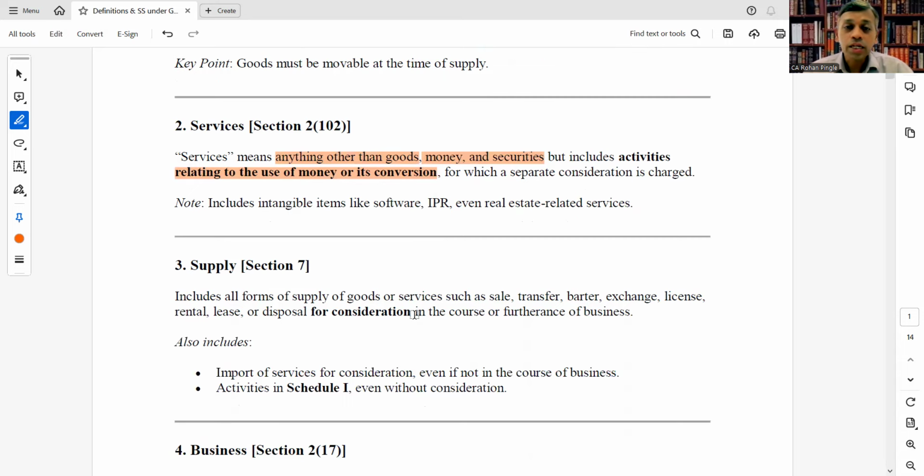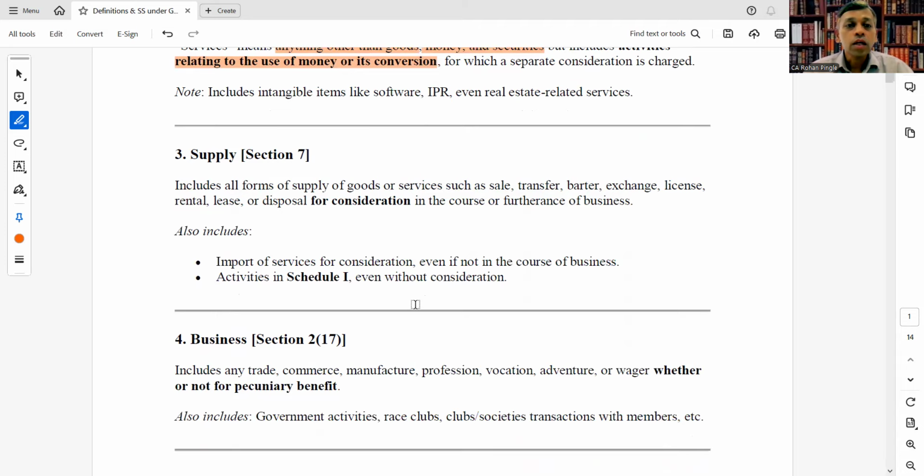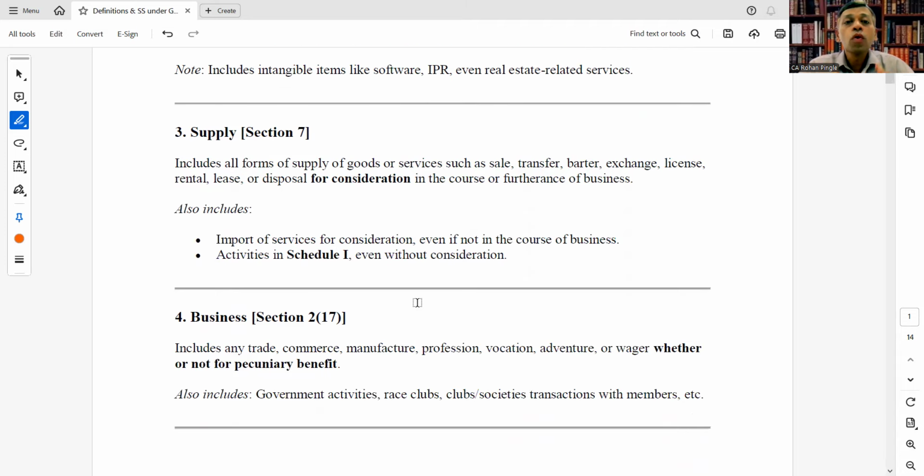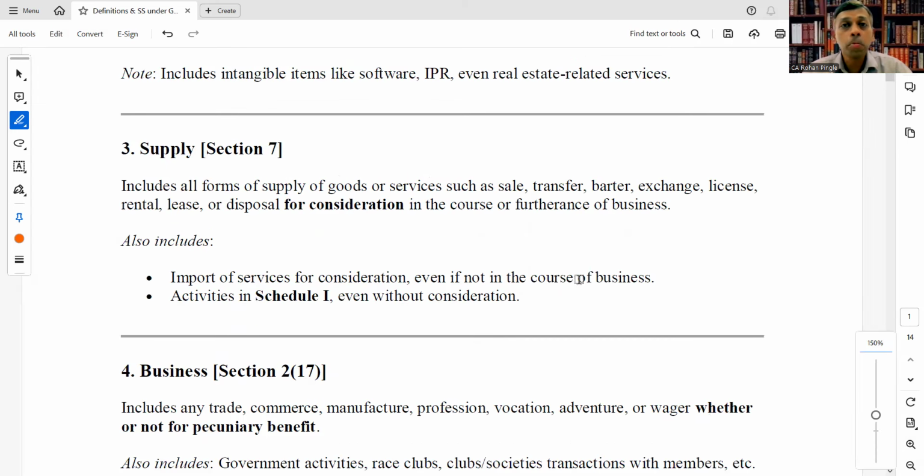Third definition, supply. Section 7 includes all forms of supply of goods or services such as sale, transfer, barter, exchange, license, rental, lease, or disposal for consideration in the course or furtherance of the business. It is a very important part.